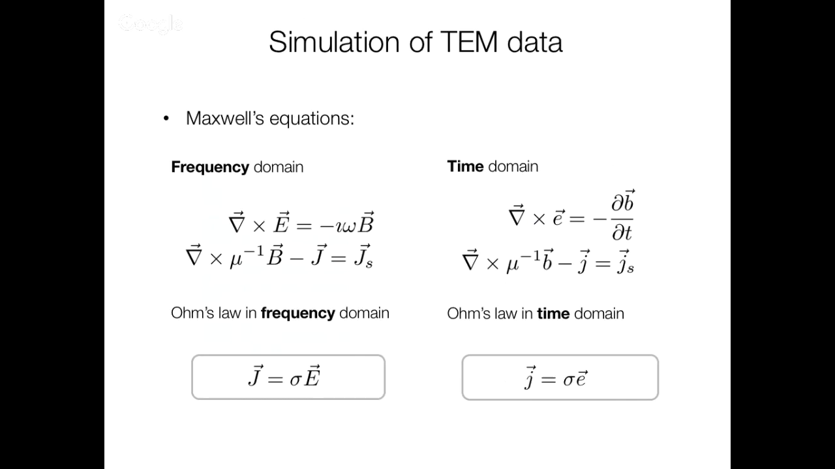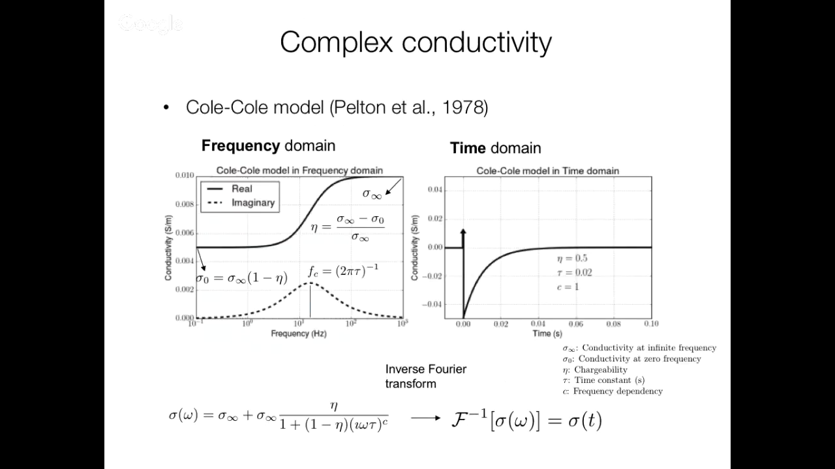If we have just normal frequency-independent data, as we were talking about yesterday, then we can also work in the time domain, and we can write this quantity here that J is equal to the product of sigma times E. So this is a simulation of really the time domain data that doesn't have any IP effects.